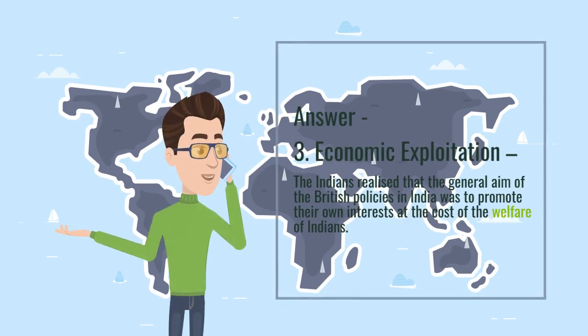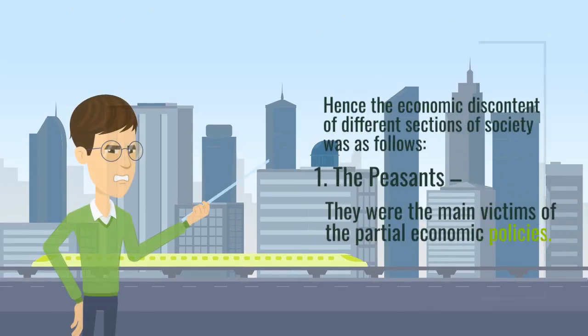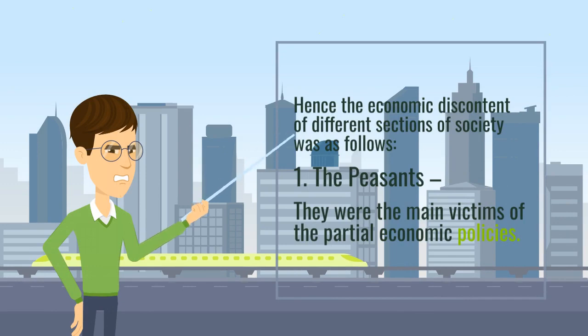Answer: 3. Economic exploitation. The Indians realized that the general aim of the British policies in India was to promote their own interests at the cost of the welfare of Indians. Hence the economic discontent of different sections of society was as follows.